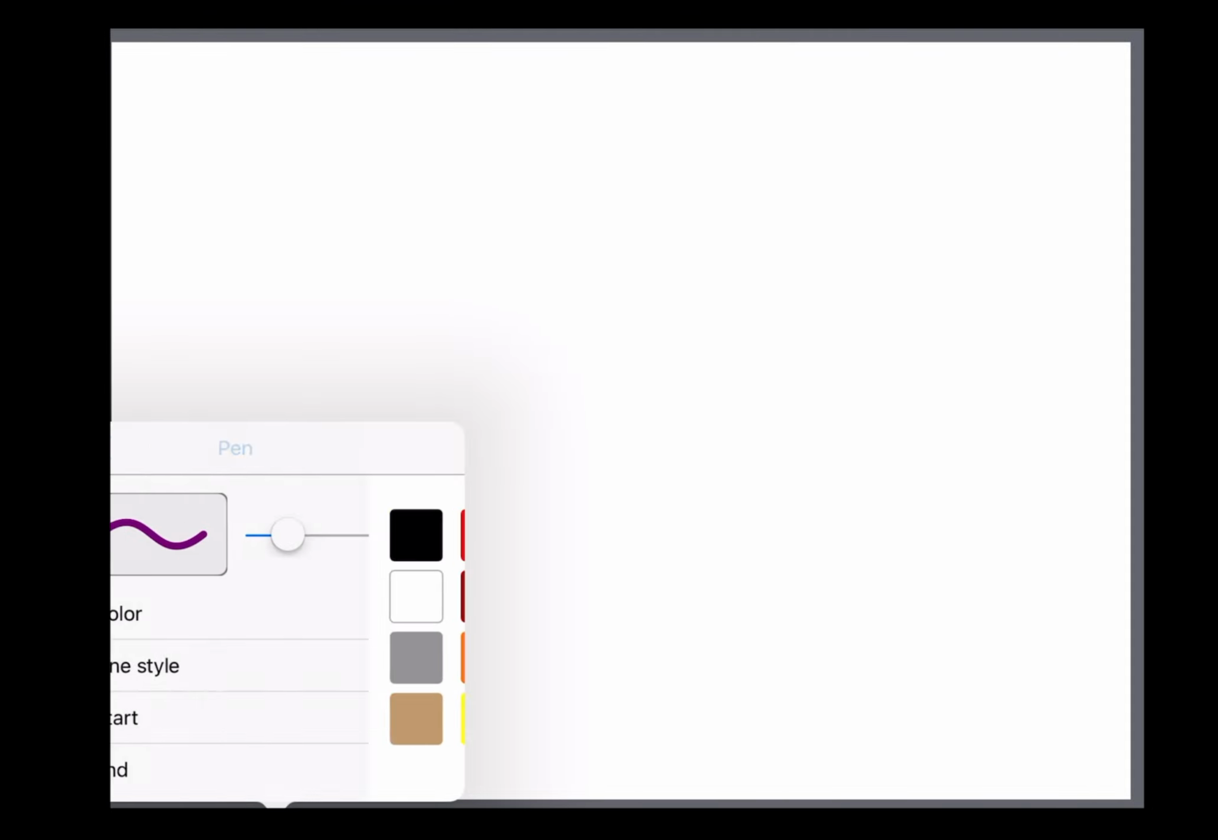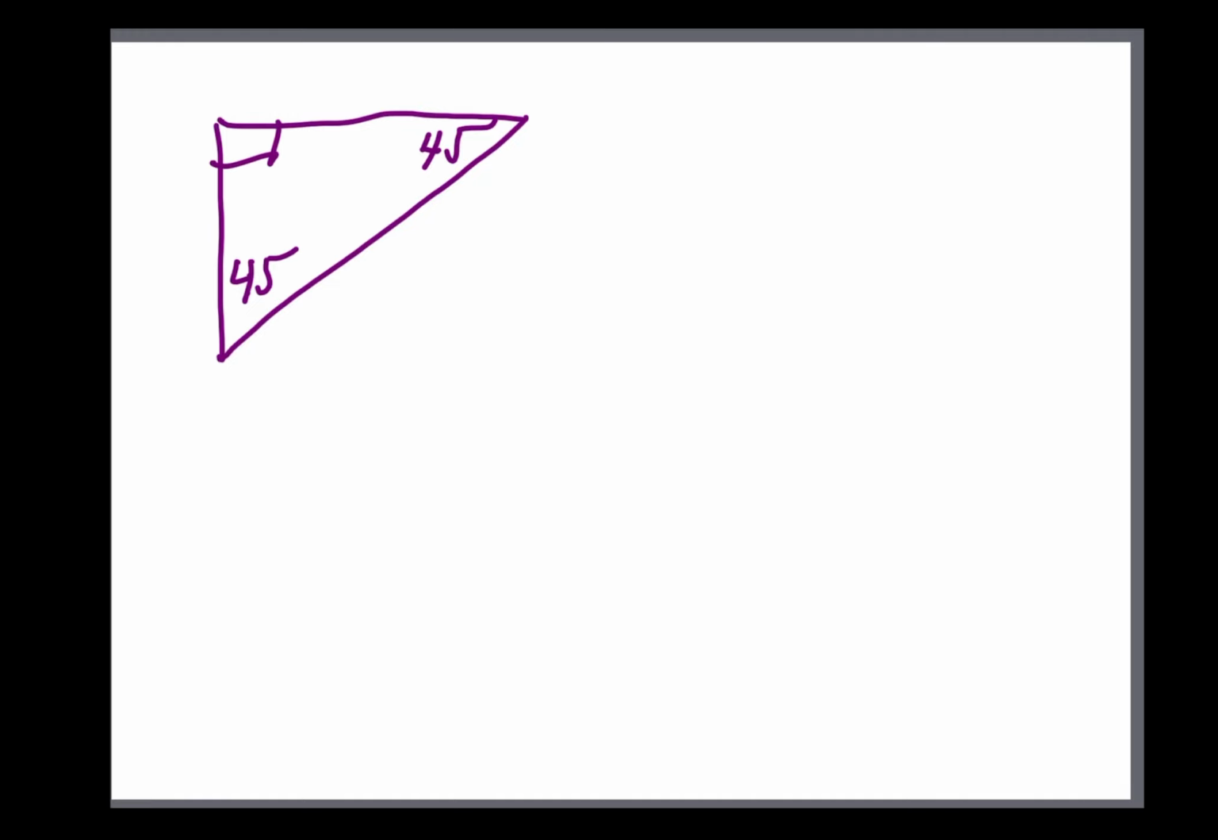Okay, let's look at another example. Again, we're going to have that 45-45-90. So we've got 45, 45, and a 90 again. This time let's say this side is 4 times the square root of 2. We want to find the value of x and the value of y. I threw radicals in there, but it doesn't really change anything.